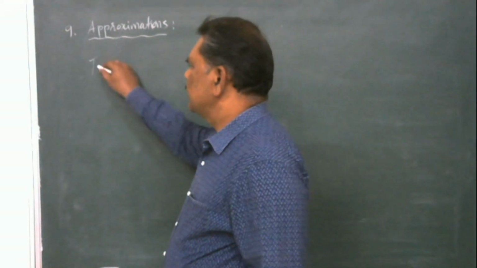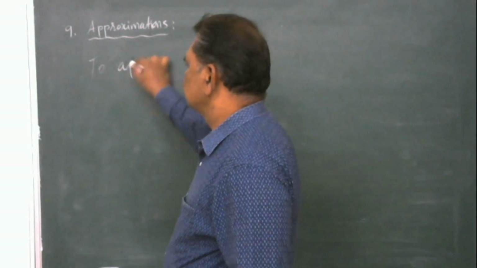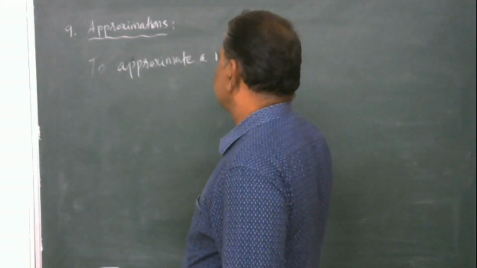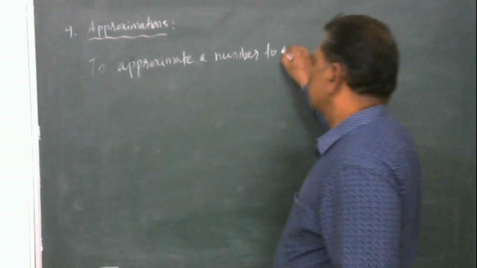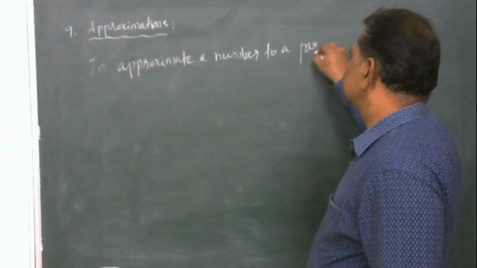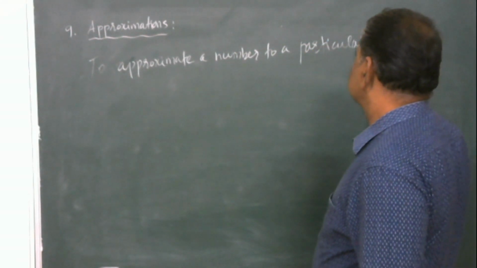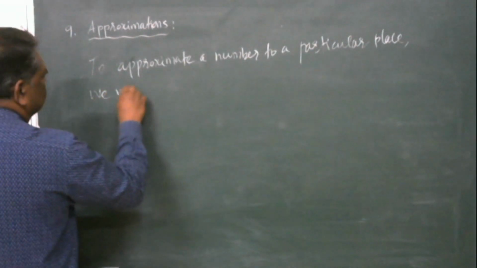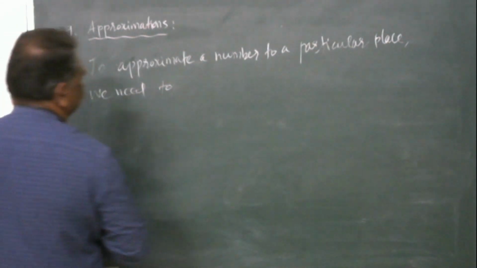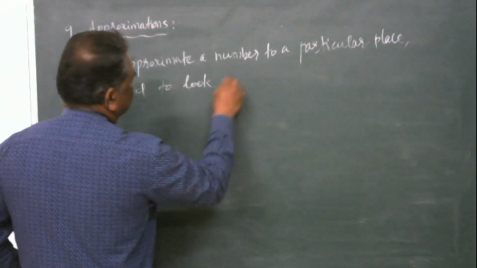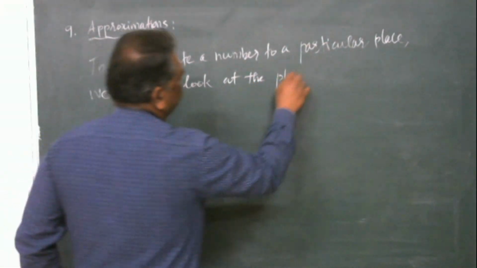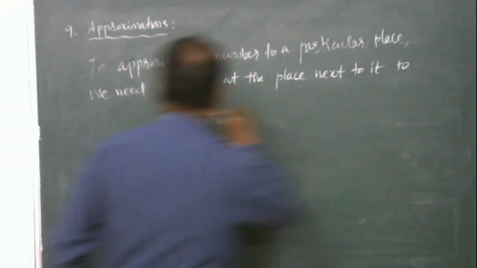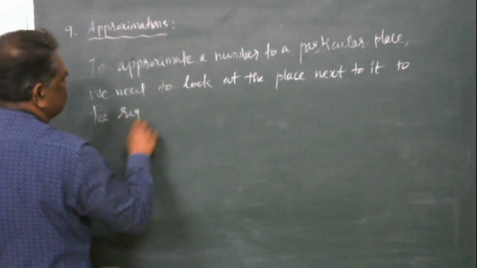Now I am going to discuss the next concept, approximation. To approximate a number to a particular place, we need to look at the place next to it, to the right side.